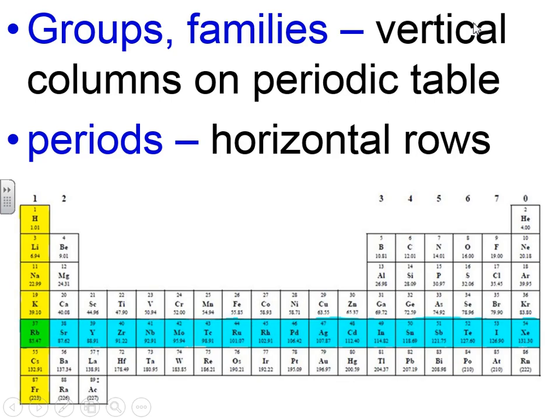So let's label the periodic table with a few terms. We define groups and families as vertical columns. So here is group 1 or family 1. Periods as horizontal rows. So here is period 5 or row 5. Usually we'll refer to these as groups and periods.